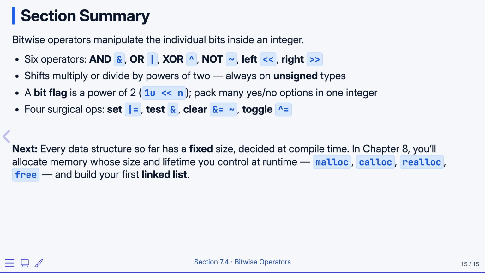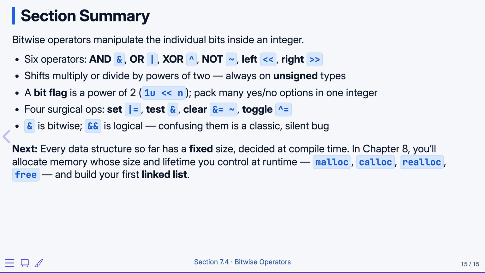There are 4 surgical operations: set with OR equals, test with AND, clear with AND equals NOT, and toggle with XOR equals. Each changes exactly one bit. And never forget, single ampersand is bitwise, double ampersand is logical, and confusing them causes a silent bug.